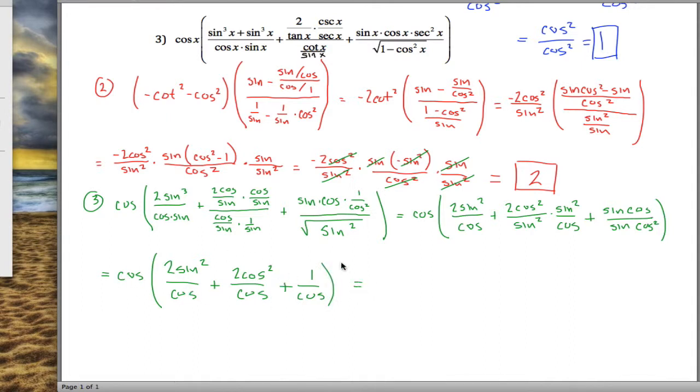And I can now take this cosine and distribute it to all 3 terms, and I'm left with 2 sine squared plus 2 cosine squared plus 1. But that is 2 of these sine squared plus cosine squared things plus 1. But this is just 1 using our Pythagorean identity, so this is 2 plus 1. 2 plus 1 is 3. So I get my answers 1, 2, and 3 for these 3 problems. Woo, and that's finally at the end of this thing.